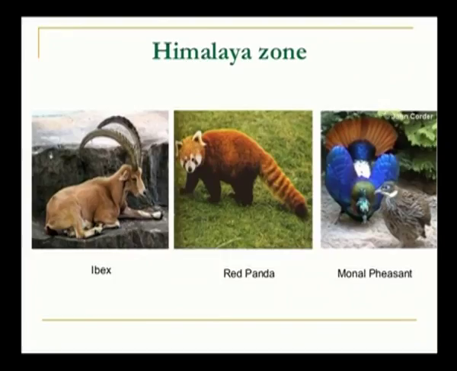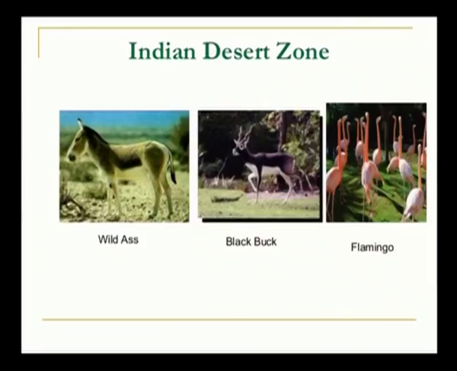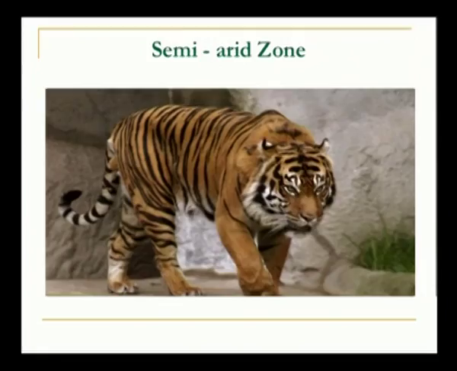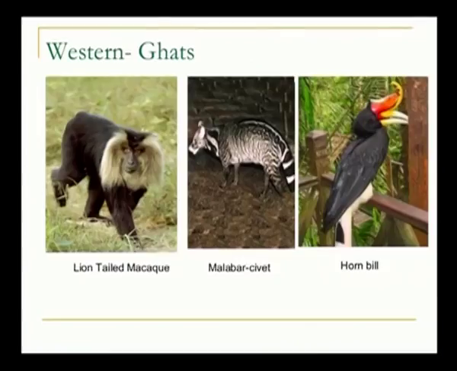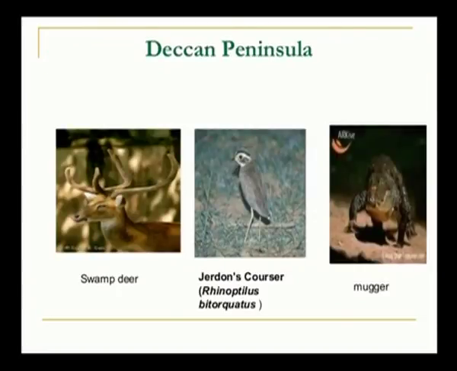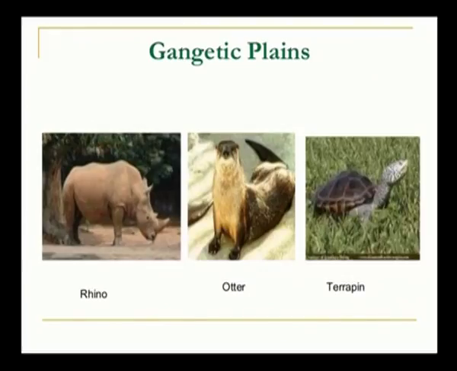The Himalayan zone, you have the ibex, the red panda and the monal pheasant. The Indian desert zone, you have the black buck, the flamingo and the wild ass. The semi-arid zone, the tiger. Western Ghats, you have the lion-tailed macaw, Malabar civet and the hornbill. Deccan Peninsula, we have the swamp deer, Jerdon's courser and the mugger. In the Gangetic Plains, you have the one-horned rhino, otter and the terrapin.